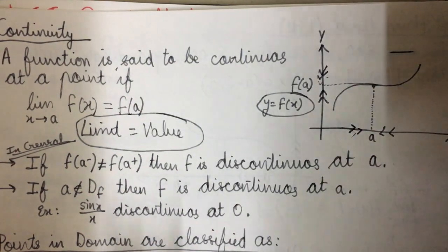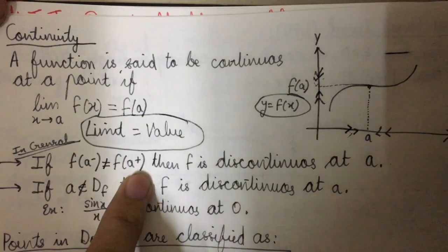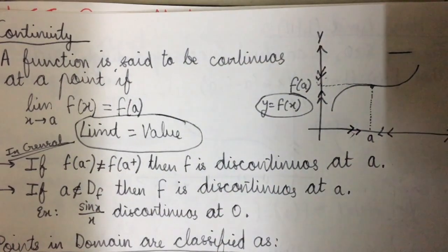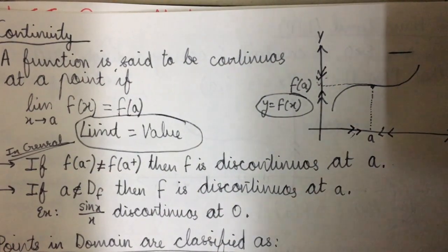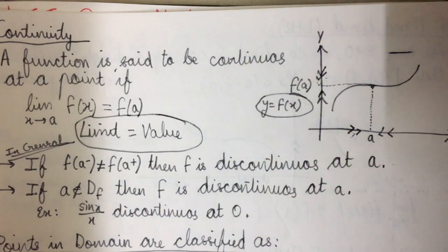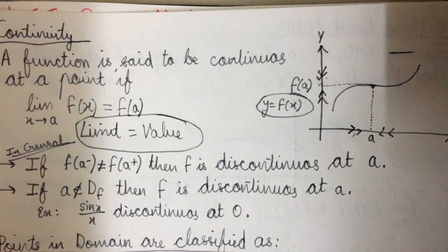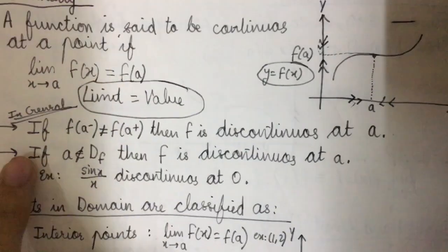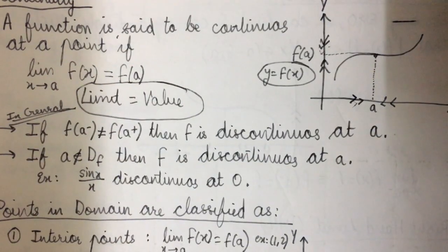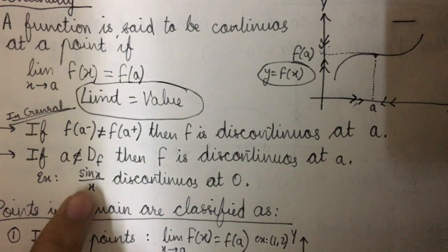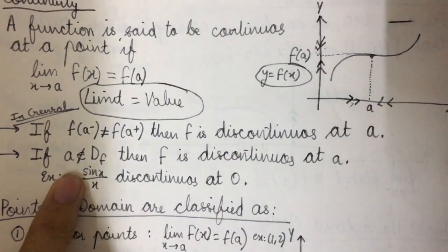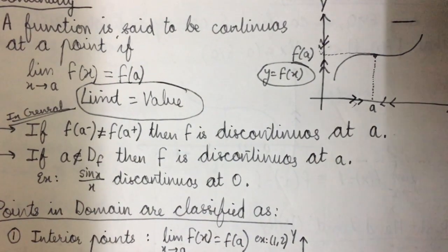In general, if f of a minus is not equal to f of a plus, that is the left hand limit and the right hand limit at a given point are not equal, then that function is said to be discontinuous at that point. If a point does not belong to the domain of a function, then we say that that function is discontinuous at that point. For example, sin x by x doesn't have the point 0 in its domain. So sin x by x is discontinuous at 0.